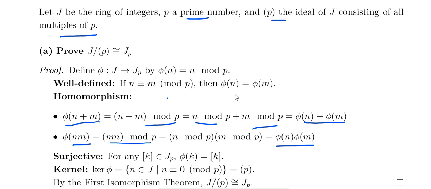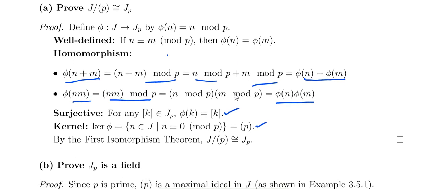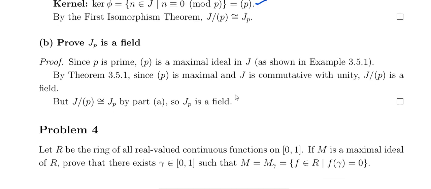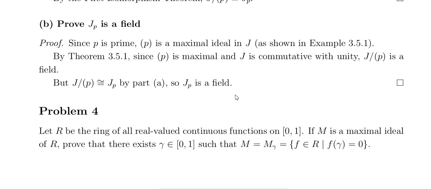So for onto, for any k belongs to Jp, pi of k equals k. The kernel of pi is defined as the collection of the elements of J such that n is congruent to 0 mod P, which is equivalent to the ideal generated by P. So when you apply the first isomorphism theorem, J/P is isomorphic to Jp, and this Jp is a field. Since P is a prime, the ideal generated by the prime is a maximal ideal in J, therefore J/P is a field. So Jp is a field.